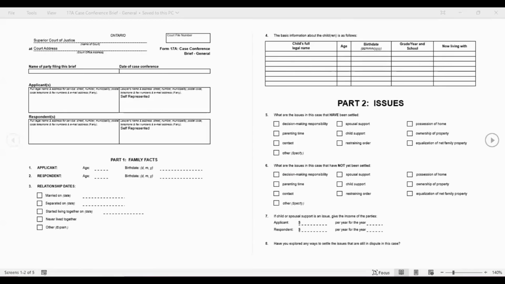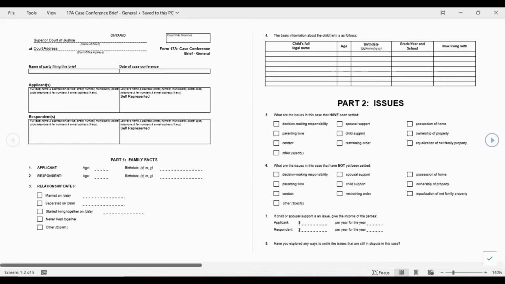It's called the case conference brief. You can find it online, or you can go to the courthouse. It's Form 17A. In that form, it's asking you very specific questions. You answer that, but mostly you get to the point where it's asking you what the issues are. The issues are whatever you want the issues to be on that day. Is it parenting? Are you not getting parenting time? Are you not getting the primary care that you want? Are you not getting the child support or spousal support? Are there property issues? So whatever the issues are, you need to write it down for the judge.